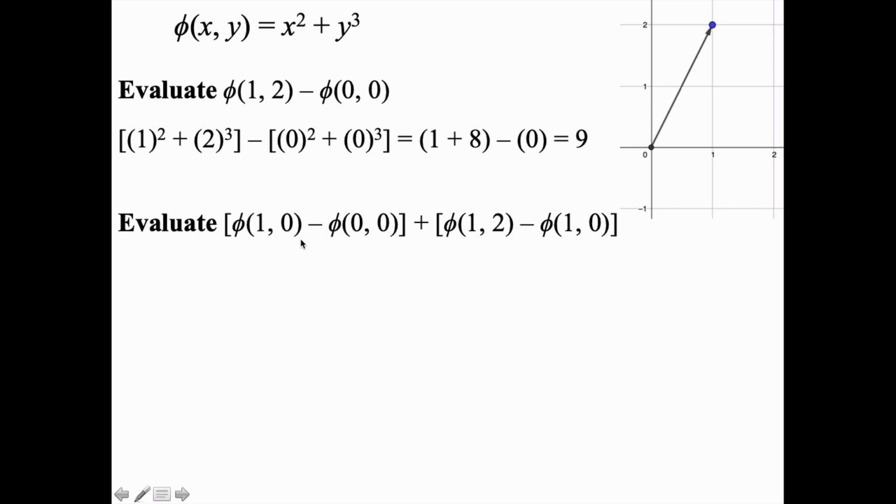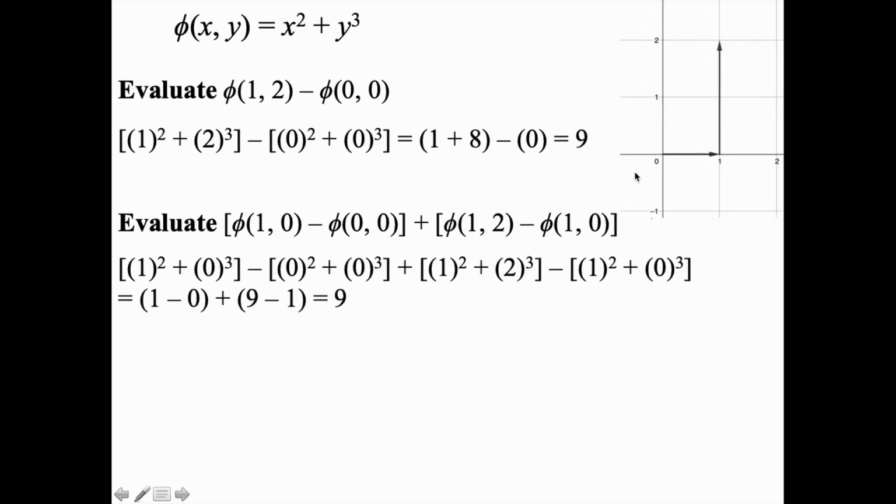Now, what if you evaluate in the other pathway that we had before? We called it C2. If we went from (0, 0) to (1, 0), then from (1, 0) to (1, 2), if you evaluated one piece at a time, you would evaluate phi(1, 0), this terminal point of the first horizontal segment, minus phi(0, 0), and then add to that phi(1, 2), your terminal point, minus phi(1, 0). If you did those calculations, it's interesting, you get 1 minus 0 plus 9 minus 1 in the final evaluation, or 9. So again, we get the same answer of 9, but notice we didn't have to do any integration. We just instead used phi itself.